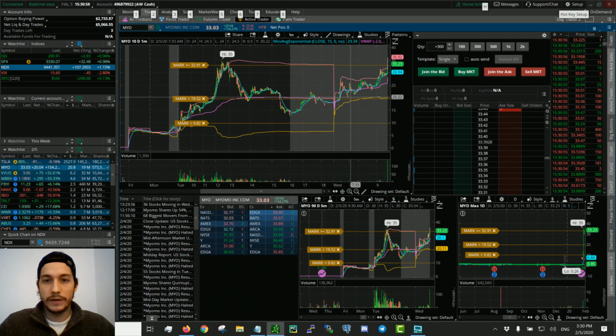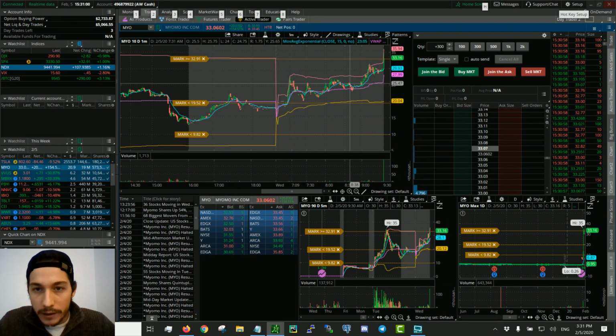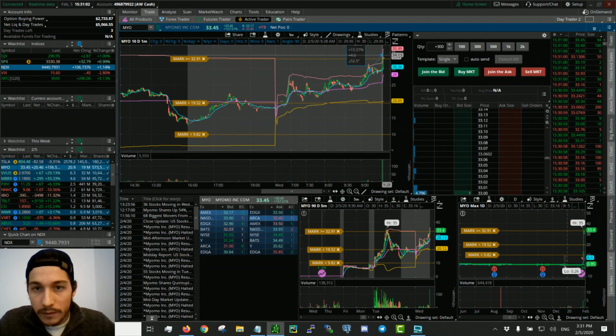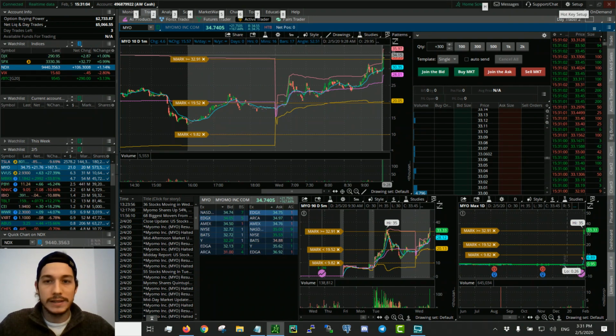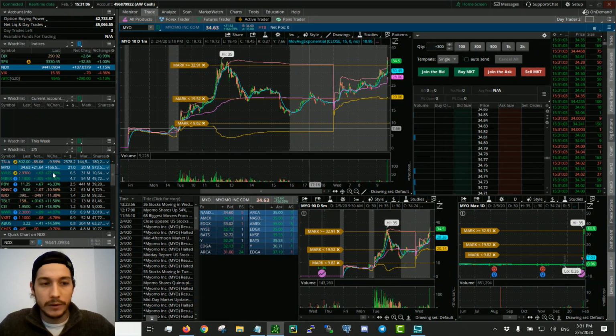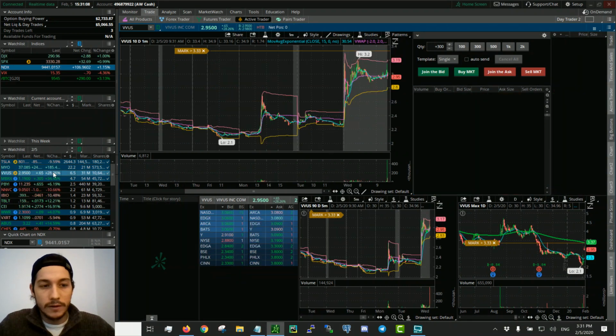MYO moving up here. Why did my alert not go off? 15%. MYO is absolutely ripping it. I think there could be a failed breakout though on MYO. I'd be very careful on this one.